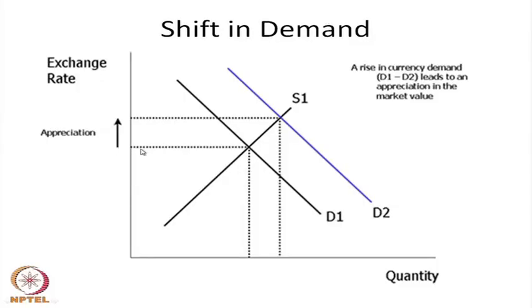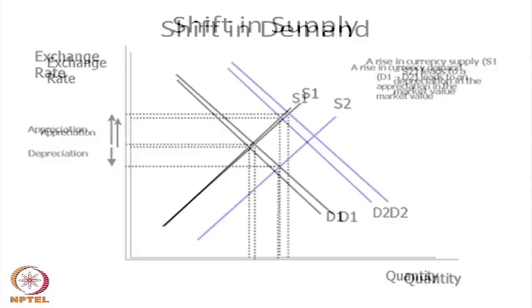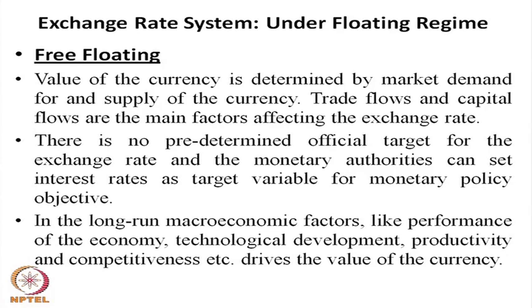That actually is how the shift in demand curve and shift in supply curve are reflected here. Let us understand what advantages and disadvantages there are under the fixed exchange rate system and under the floating exchange rate system. The value of currency is determined by market demand and supply, and the trade flow and capital flow are the main factors affecting the exchange rate.